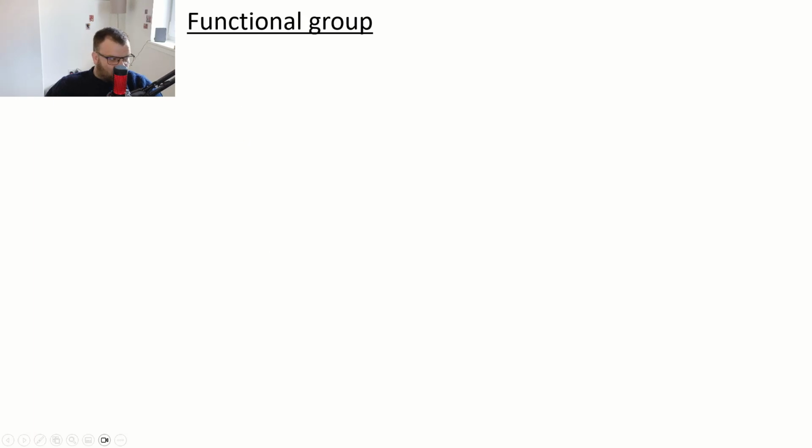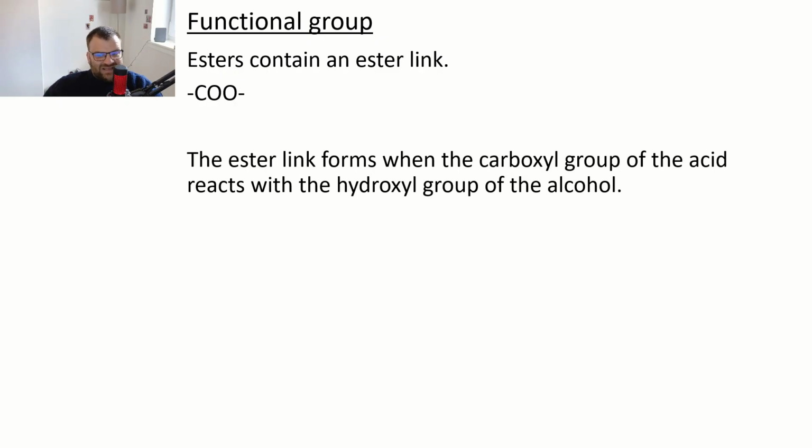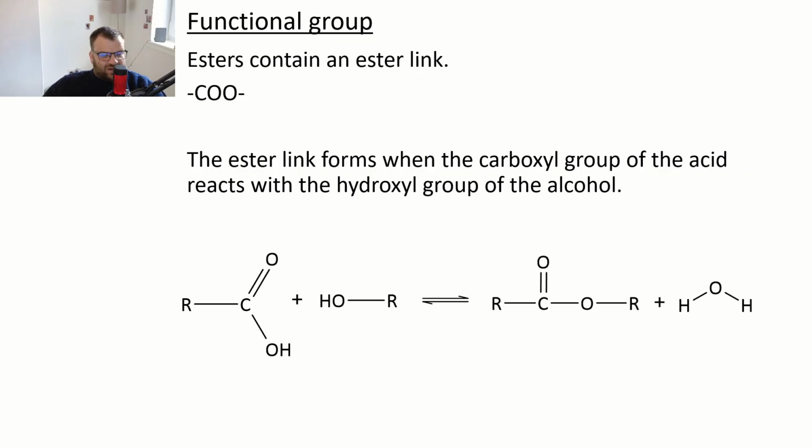When it comes to their structures, all of the esters will have an ester link, and that is a COO or a C double bond O with an O. This forms when the carboxyl group of the acid reacts with the hydroxyl group of the alcohol. Here it is laid out. Again, the R groups are just showing carbons that aren't important at this point. We're going to take the OH from the carboxyl group and the hydrogen from the hydroxyl group. They're going to be removed to form water. And then we join the C double bond O with the O to get our ester link.